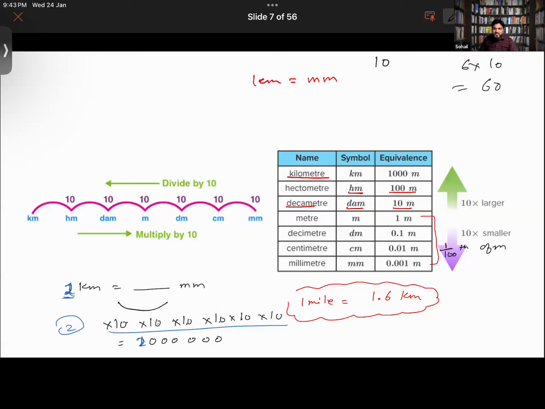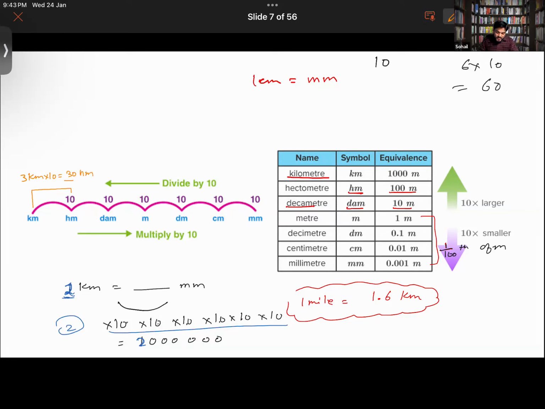Is the screen visible to you or not? 10 into 10. Let's move step by step. See, in order to convert kilometer into hectometer, you have to multiply with 10. So let's say 3 kilometer in hectometer will be 3 multiplied with 10. That is 30 hectometer.